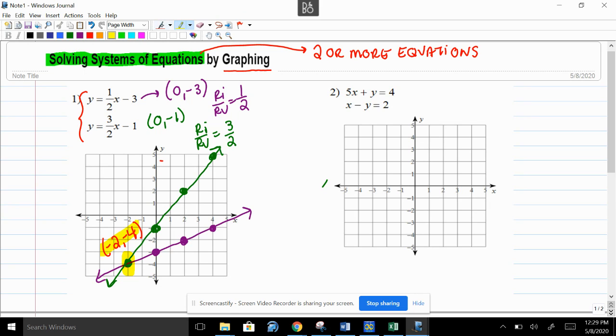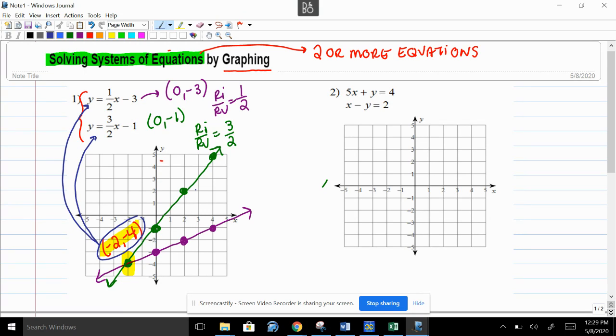Now, what that means is if I took that ordered pair and I plugged it in here for x and y, and I plugged it in here for x and y, that ordered pair is going to work for both equations. That's what makes it a solution to the system. If I take a look at number two, it's given to you a little bit differently. This is in standard form, but it's the same concept.